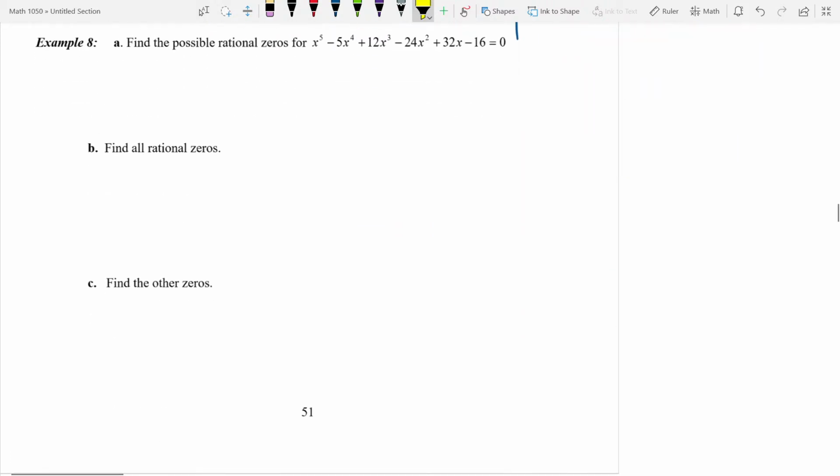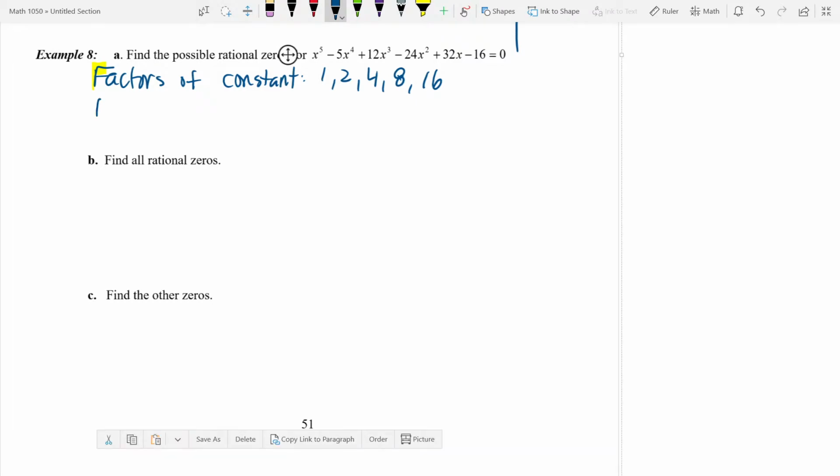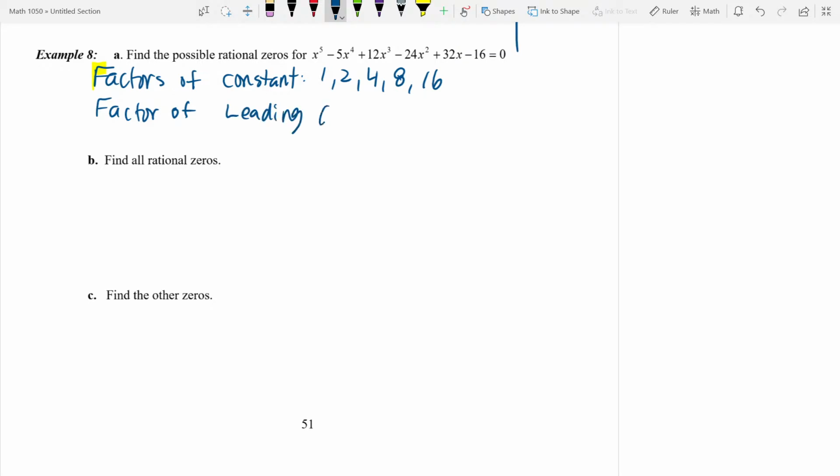Okay, here we go. Question 8. Find all the possibles. What goes into 16? Let's write it the way they want you to. So I want you to go factors of constant. That would be 1, 2, 4, 8, and 16. I think that's it. And then factors of leading coefficient.